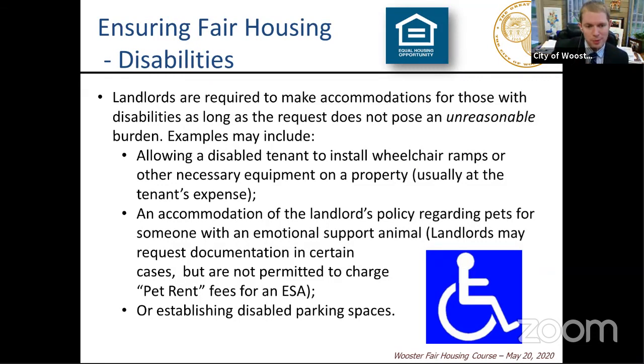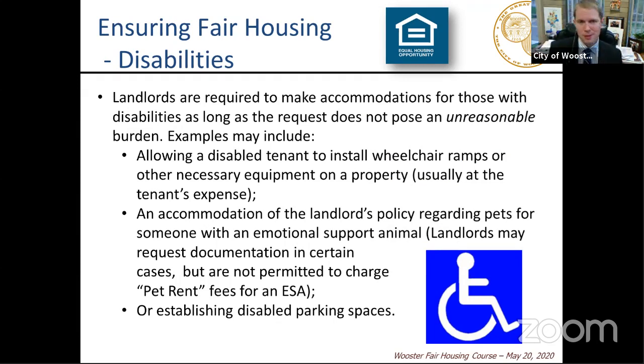Another example is an accommodation to the landlord's policy regarding pets for someone who has an emotional support animal. A lot of landlords charge pet rent or have no-pet policies, which is fine. But when it comes to a documented case where you have an individual with an emotional support animal, that's different. An emotional support animal is an animal that is there to assist an individual with a specific disability that may not be readily apparent when just meeting the person individually. And so there is a responsibility on the landlord to make an accommodation to their policy in order to allow that individual to have access to housing with their ESA.